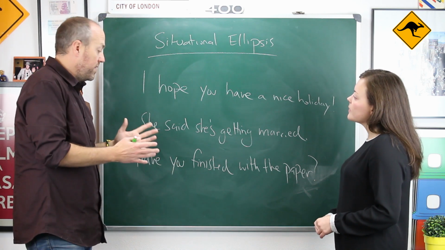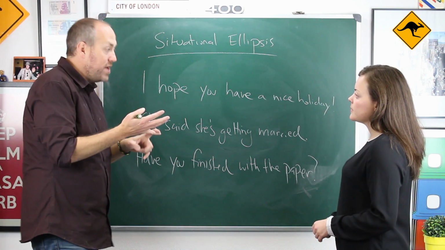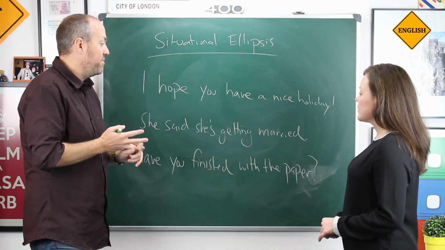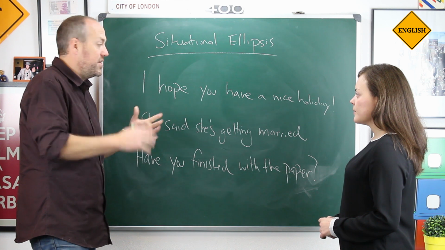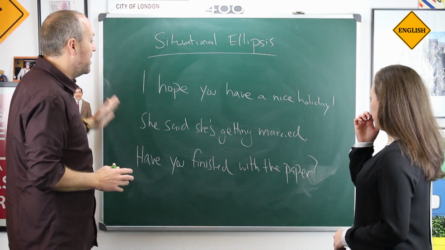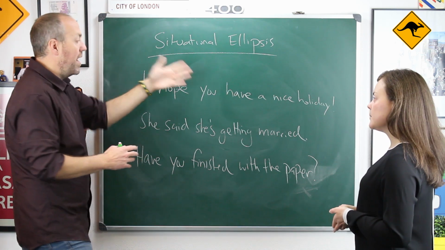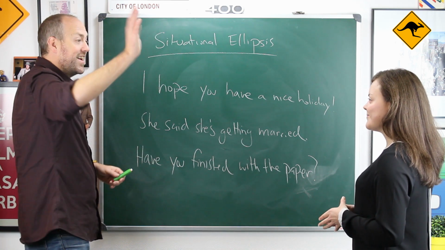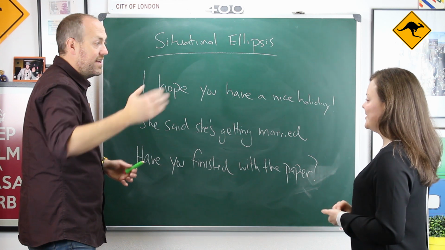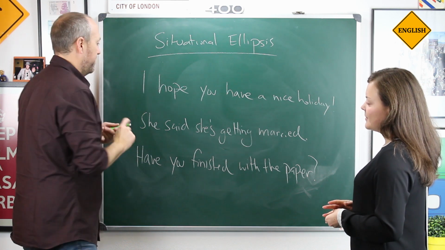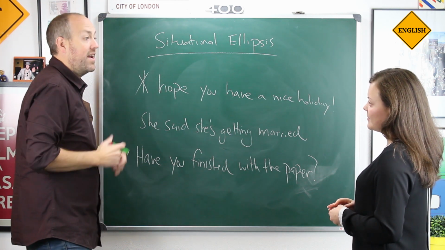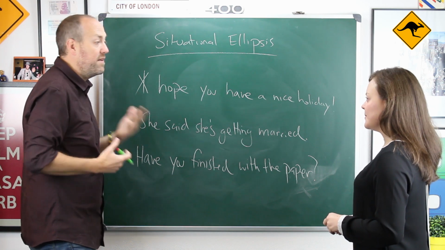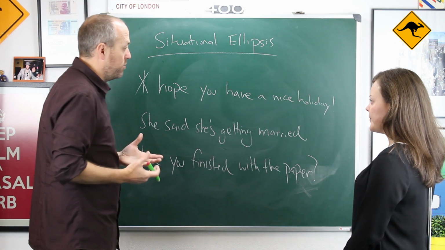And what we can do is eliminate pronouns, auxiliaries, and adjectives, whatever we want, basically. So in this case, imagine I'm talking to you and I say, "Oh, Veronica, I hope you have a nice holiday," but it's obvious, I hope. So: "Hope you have a nice holiday." So this we can eliminate. It's an informal but very natural way to speak.